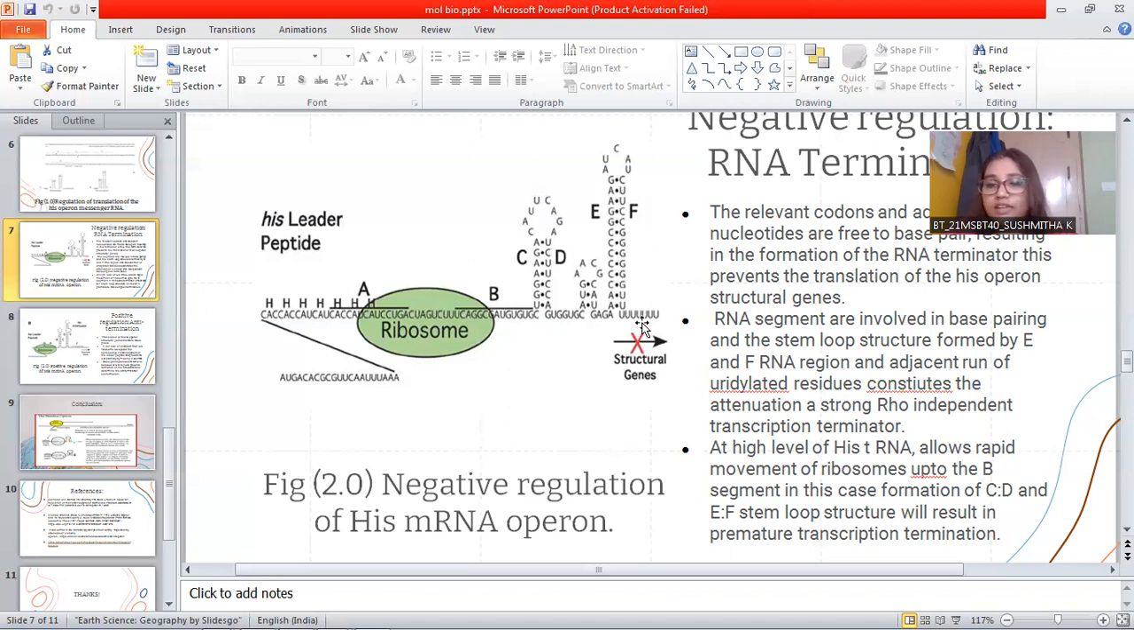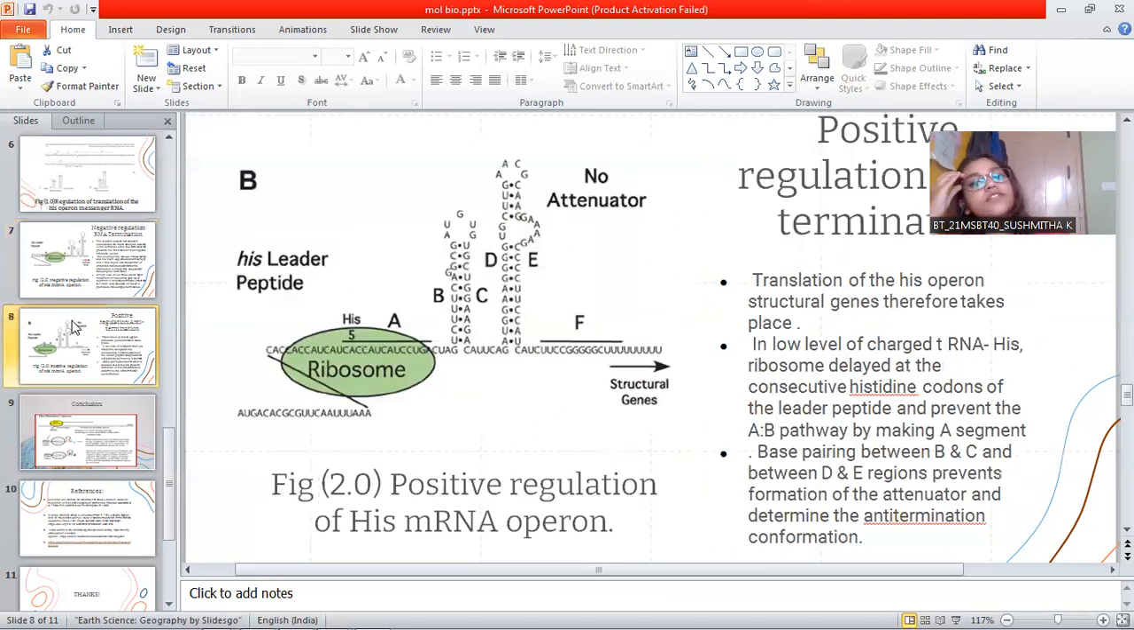So basically again the poly U tail will come, and then there is no synthesis of structural genes, so there is no synthesis of histidine. Therefore, it is to observe that when there is a high number of histidine molecules already present, then there is no synthesis of structural genes for it, which is basically what I told in the beginning. The histidine itself is going to inhibit its own process here in negative regulation.